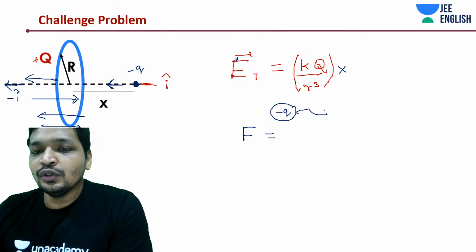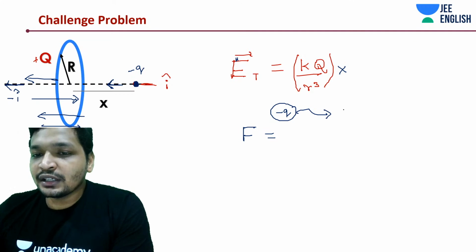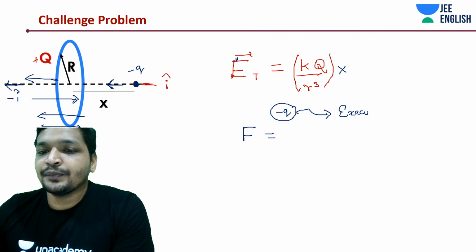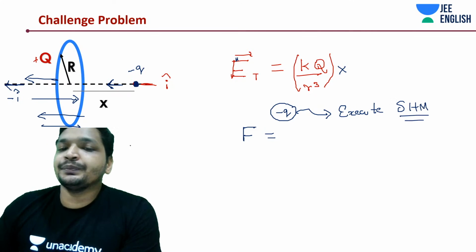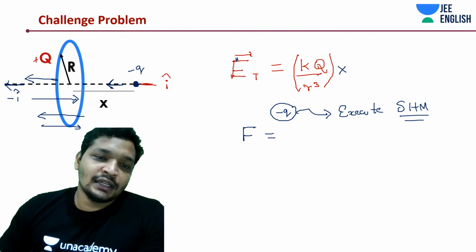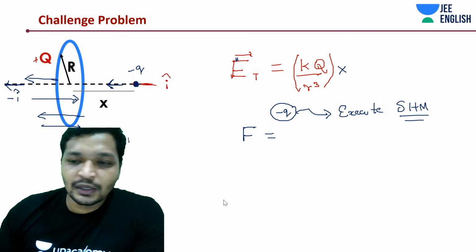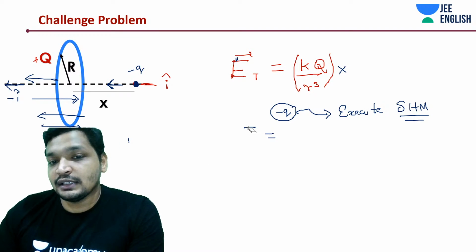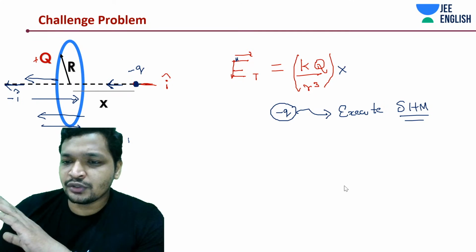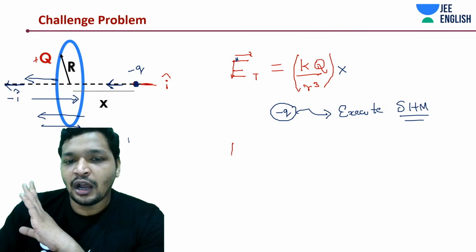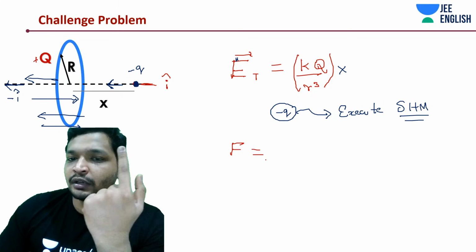This q, minus q, will execute a simple harmonic motion. Now let's write it down in terms of force to understand something very interesting. The derivation is very easy, right? Once you understand the derivation, you can remember how to derive it. It's quite easy. You'll be able to do it within a few minutes.